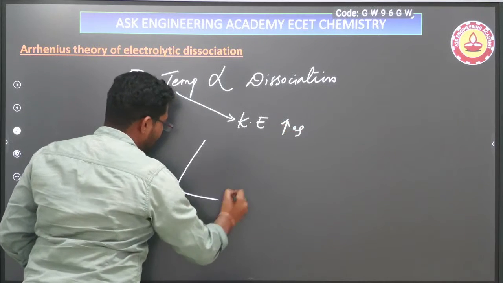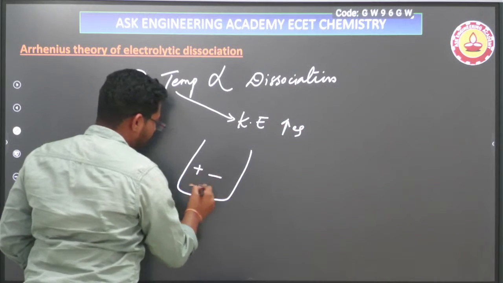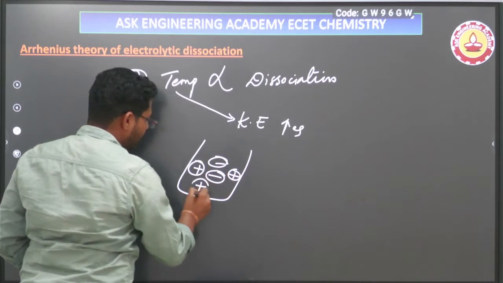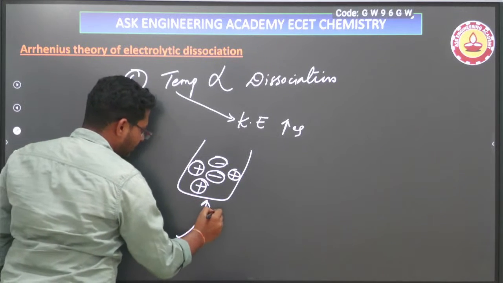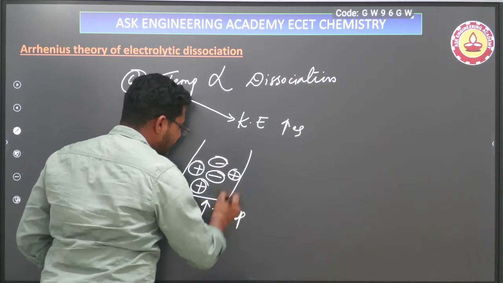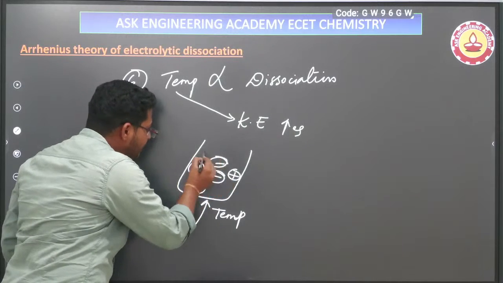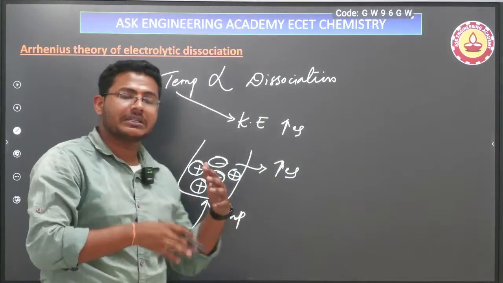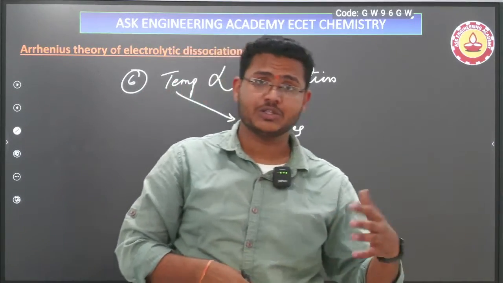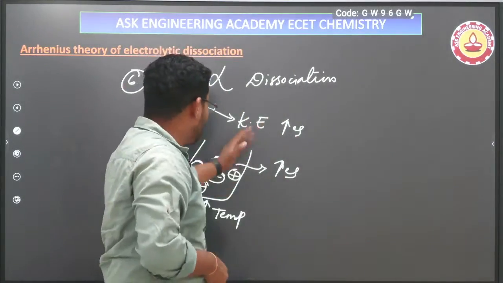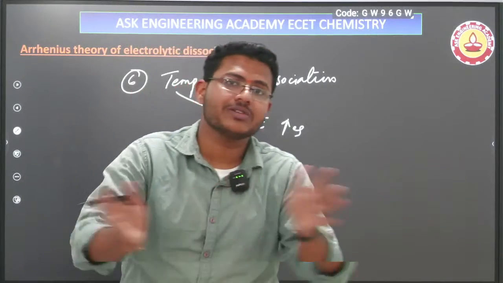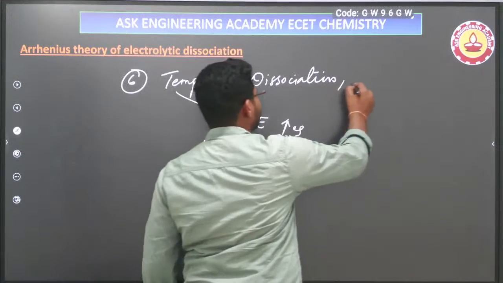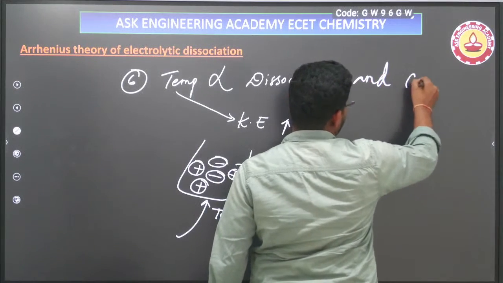For example, this is a solution. It contains positive and negative ions. When the temperature is rising, or when we are heating this solution, the movement of these ions increases. Because of that movement, the rate of current passing also increases, and the dissociation of ions also increases. So according to Arrhenius, temperature is directly proportional to dissociation and temperature is directly proportional to current.